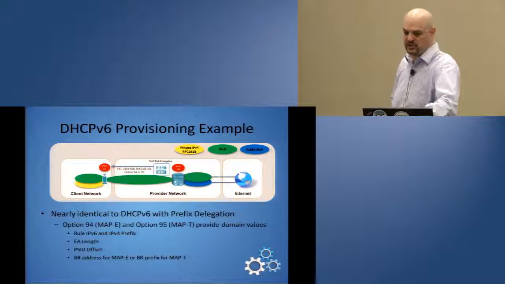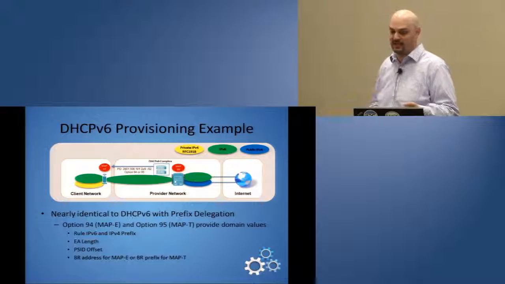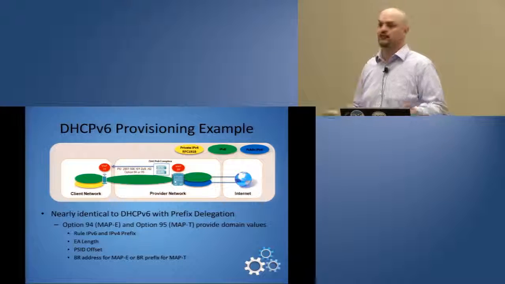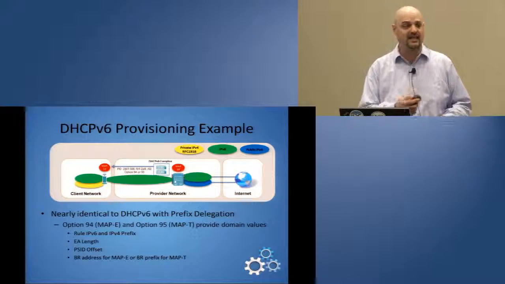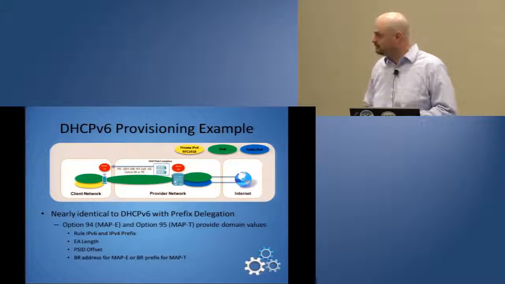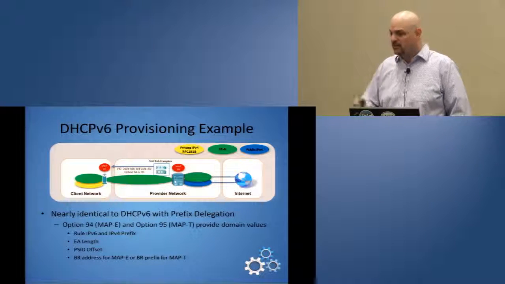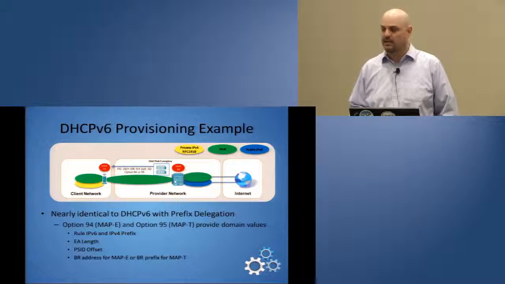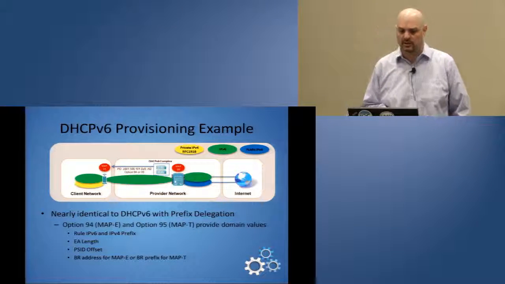If I took away option 94 and 95, if you also take away the ability to do RFC 1918 behind the home gateway, that would just be a native DHCPv6 prefix delegated environment. The only difference is option 94 and 95. And all you really have in option 94 and 95 are the rule IPv4 and IPv6 prefix, the EA length, and the PSID offset. And I'll go into that in a little bit more detail later on.